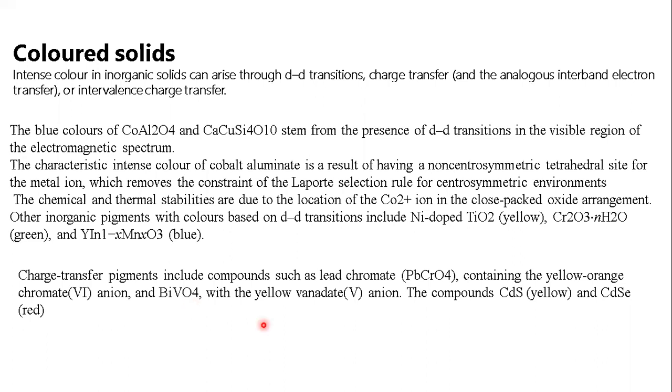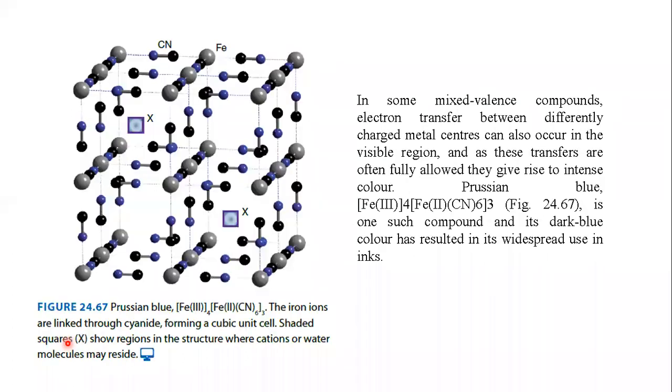So this vanadate ion, what is the oxidation state here? Here also, due to the doping of this bismuth, the color is coming. Sorry, here bismuth is not your transition metal. No. Here also there is charge transfer from oxides to bismuth. And then cadmium sulfide, cadmium selenide. Cadmium sulfide is yellow, cadmium selenide is red. So these colors are appearing due to charge transfer. Also very intense color, which can be used as pigments.